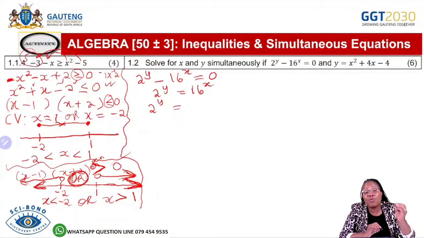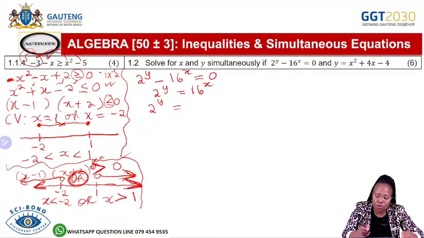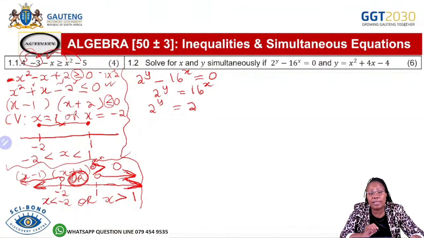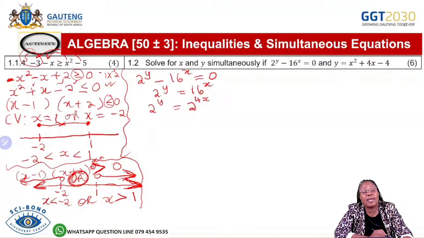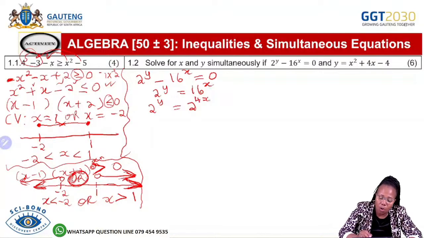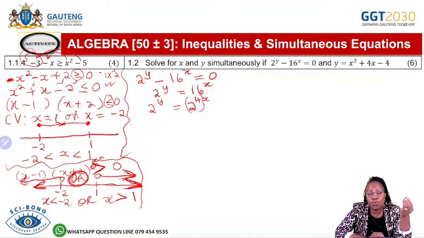And then this 16, we are going to write it with a prime base. So the prime base for 16 is 2. 2 to the power what to get the 16? That will be 2 to the power 4. And then remember there's an x there, it will be 4 times x, which is 4x. Or you can start by putting a bracket there to show that 16 is 2 to the power 4.